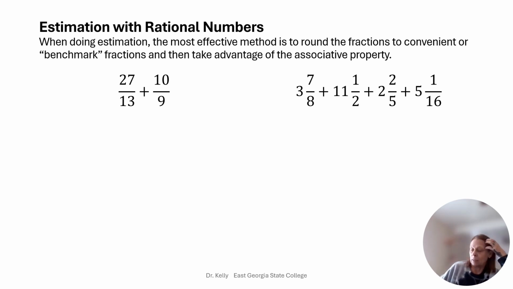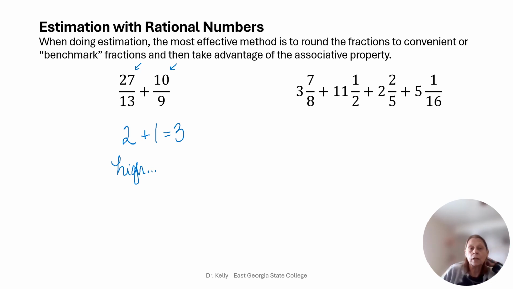And so if we take a look at this first one right here, 27 over 13 is a little bit more than 2. And 10 over 9 is really close to 1. So this estimation would be 3. And do we think that that is a high estimation or a low estimation? Well, this is a high estimation because to be 2 here, it would be 26 over 13. So we got 1 extra and 1 extra. So it would be a high estimation, just FYI.